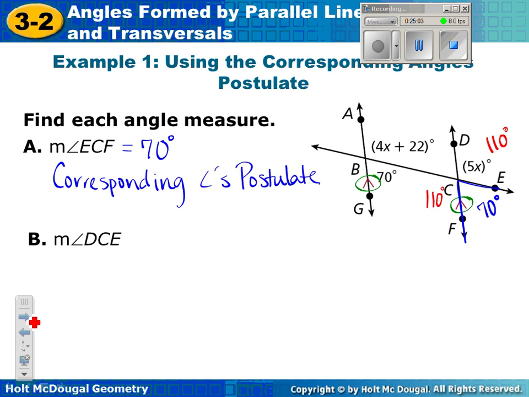Okay? What would be the measure of this angle? Here. 110. How do you know that? Okay? Could be two different answers. You could say corresponding angles postulate, or you know this is 110 already. What kind of angles are these? So you could say alternate interior angles theorem. So if I were grading your homework and you told me 110, I would accept either one of those answers as correct. Either corresponding angles postulate or alternate interior angles theorem.